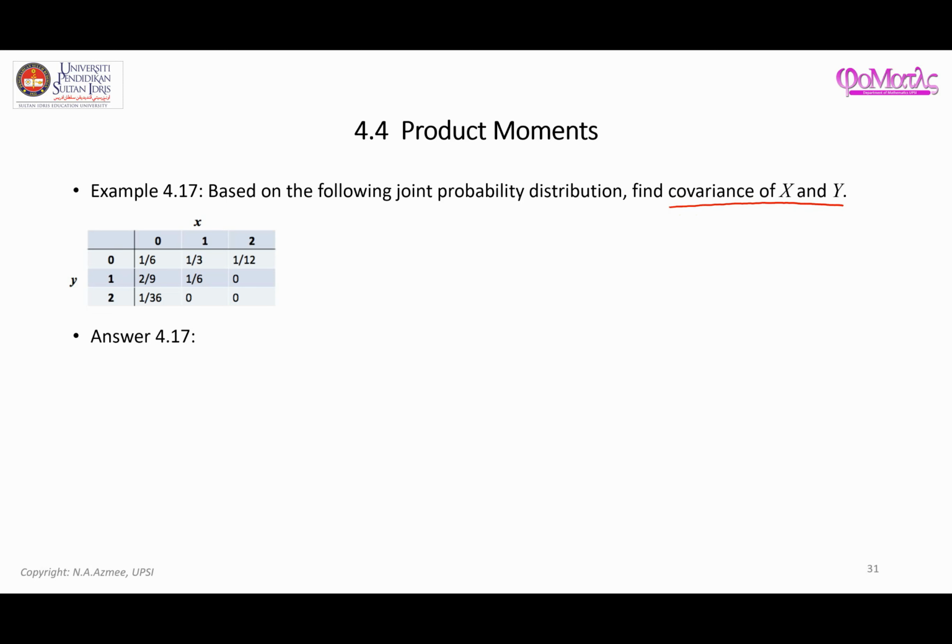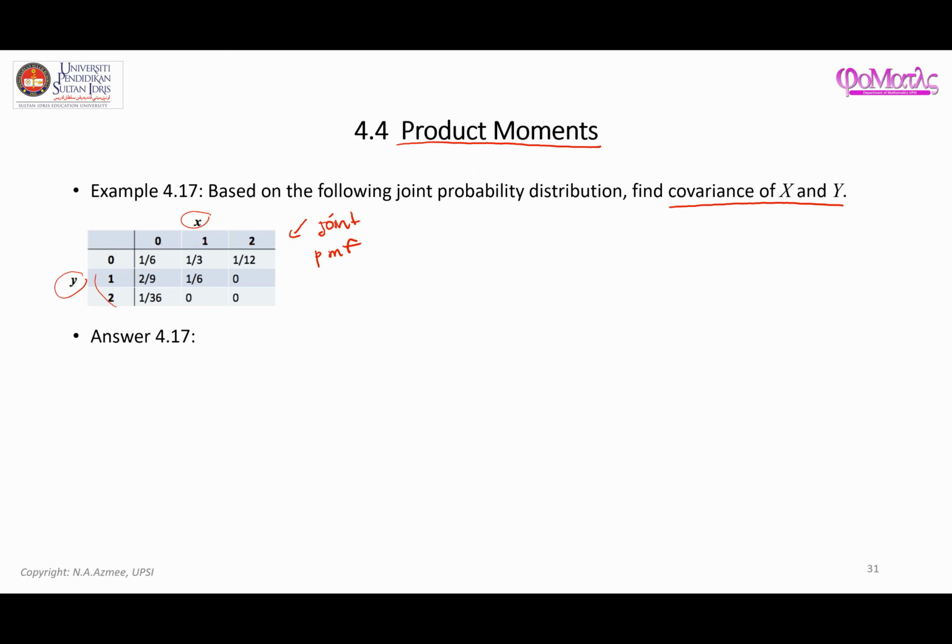In this video, we are going to look at the example of finding the covariance of x and y, and basically this is about applying the idea of product moments, specifically for the discrete case. Here we have a table that contains the joint probability mass function. We have values of x from 0, 1 and 2, and these ones are the values associated with random variable y.